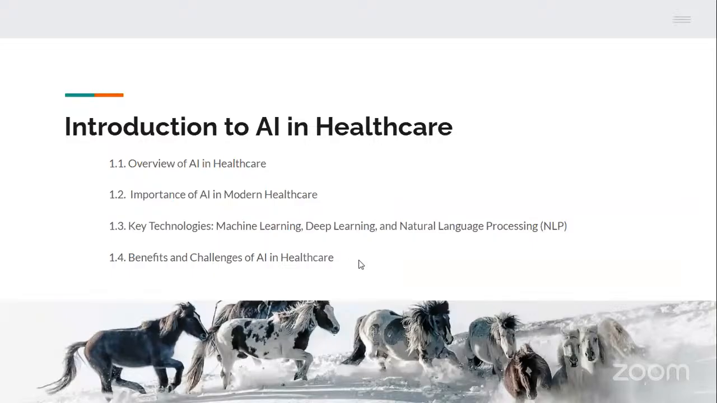In the introduction of AI, we have four main subtopics. How AI can be introduced to healthcare will be discussed in the overview part. Then the importance it has in modern healthcare. Then we will see the key technologies like machine learning, deep learning, and natural language processing. Most of the time people get confused that the three are the same, but we will see how they differ. We will also see the benefits and challenges of AI with case studies, so that we can see how AI can be introduced and how it impacts real-life scenarios. Now we can go to the next slide.